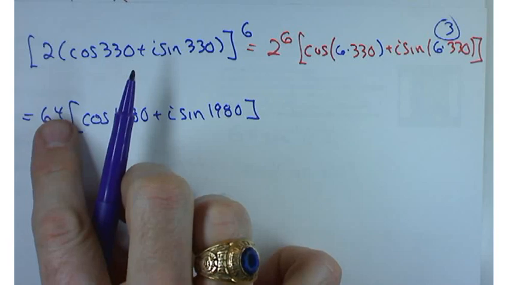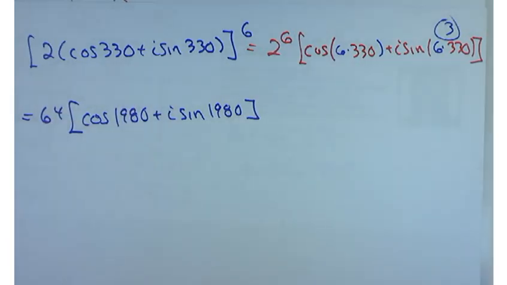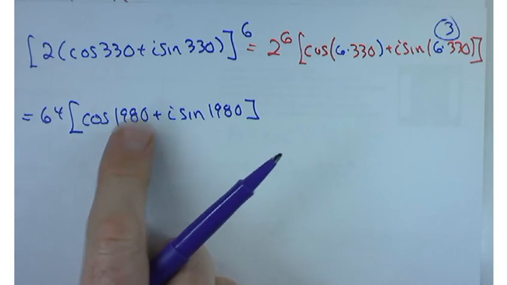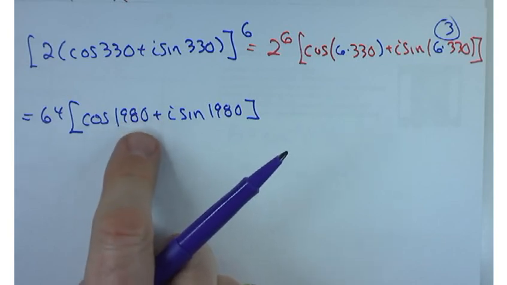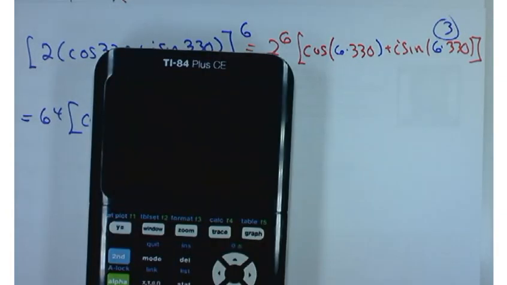No, 64. 2 to the 6th power is 64. Yeah. Okay. This, I'm thinking, is more than once around the unit circle, right? So let's figure out what angle it actually is.